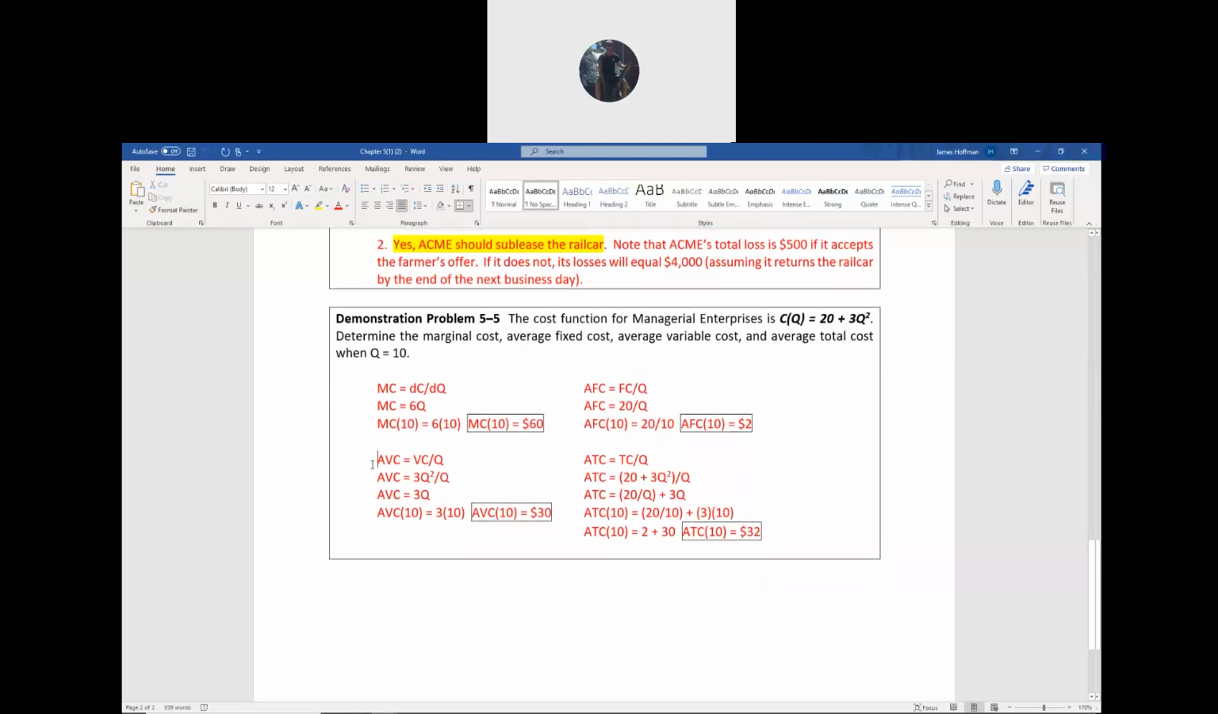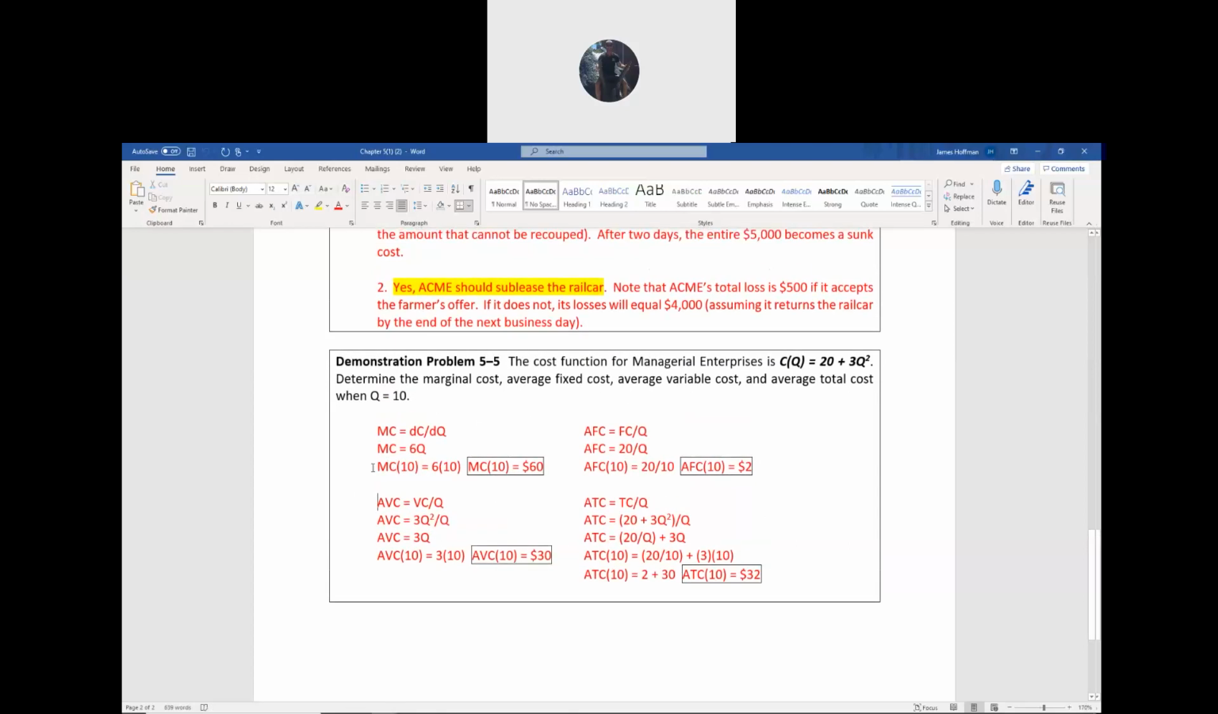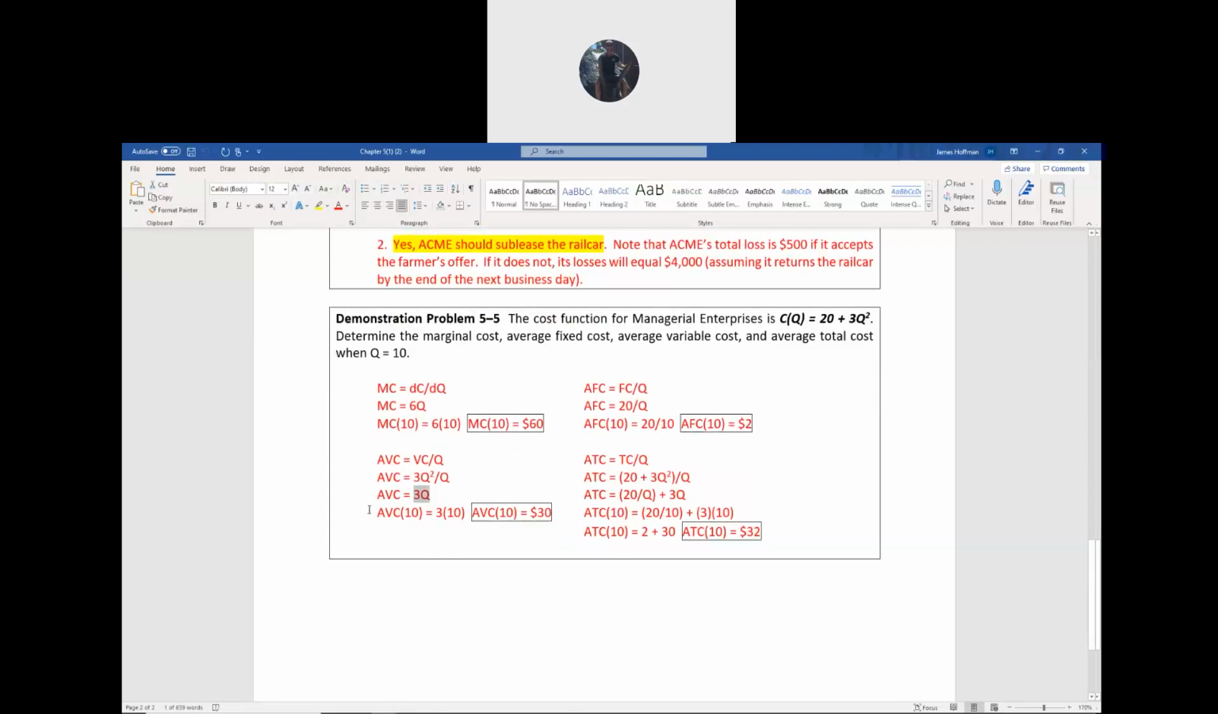Okay, the average variable cost, we know by definition, is variable cost divided by Q. So the variable cost on average: take the variable cost 3Q squared and divide it by Q. The variable cost just becomes 3Q squared divided by Q, which is 3Q. All right, the Q's cancel out there. And the average variable cost when Q is 10, 3 times 10 is 30.